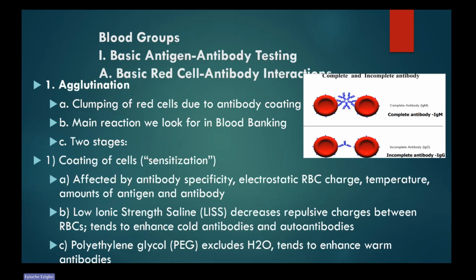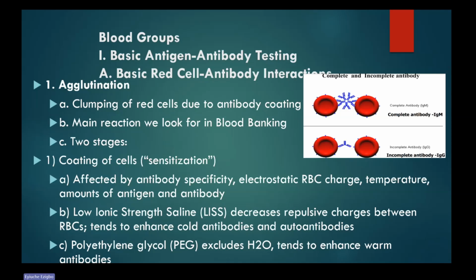The red blood cells have their antigens around their cell membranes, and if there's a corresponding antibody in the plasma that attaches to them, it coats the red blood cells. This agglutination occurs in two steps. The first one is the coating of the cells, that is the sensitization of the cells. It's affected by antibody specificity, electrostatic red blood cell charge, temperature, and amount of antigen and antibody present. These are the factors that affect agglutination.